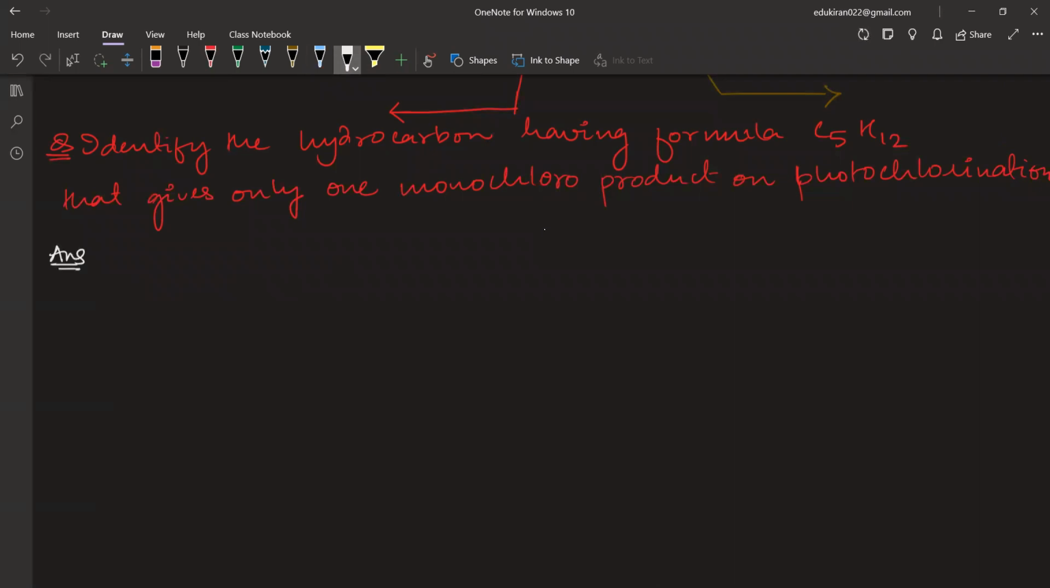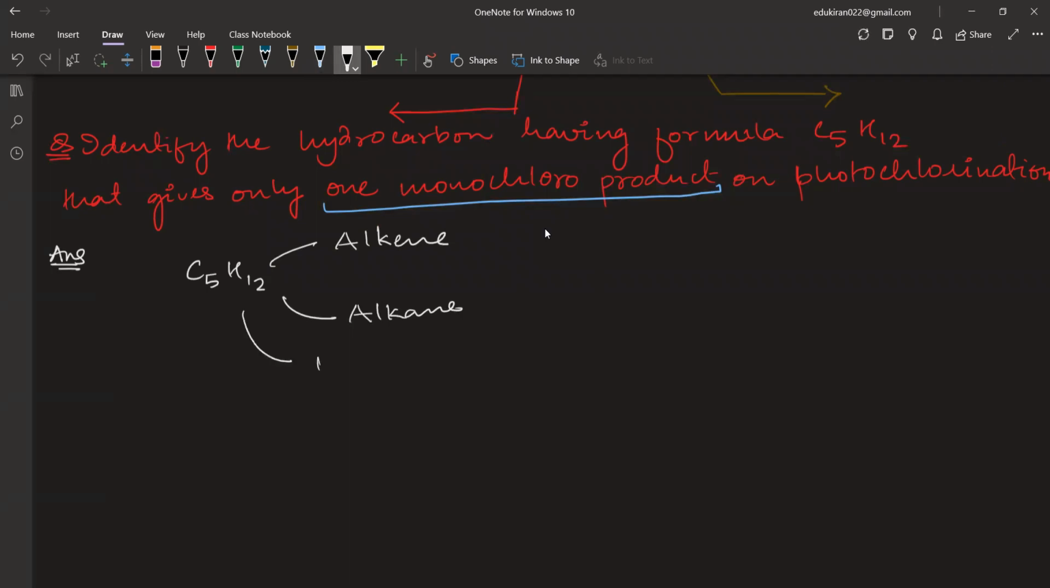Please don't write anything. Leave your pen aside and listen to me. We have C5H12. Now we have to go from molecular formula to a structure using this one piece of information, that it will give only one monochloro product. That means we have only one type of carbon atom in C5H12. First of all, you have to identify whether it is alkane, alkene, or something like benzene, or cycloalkane.